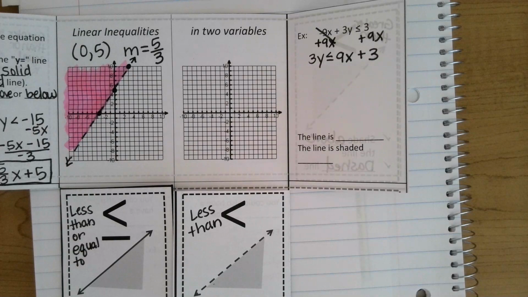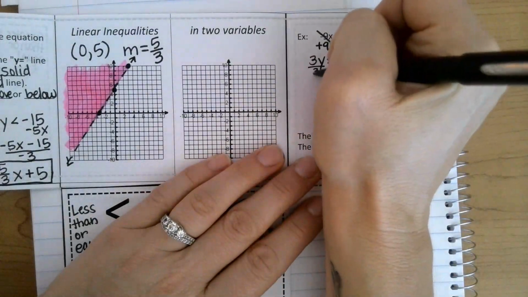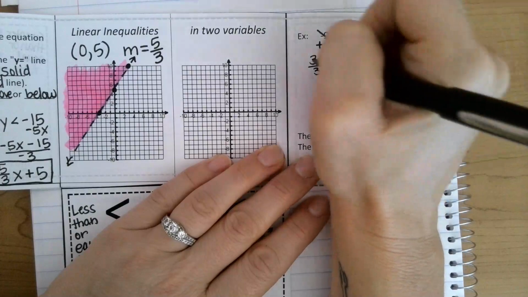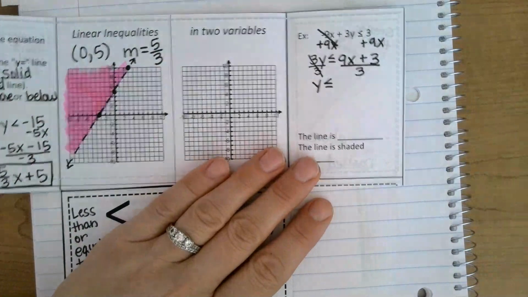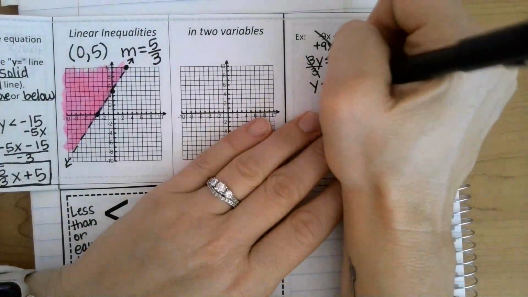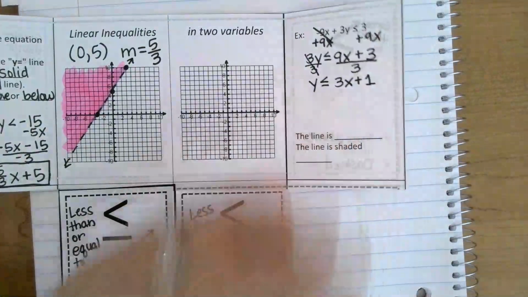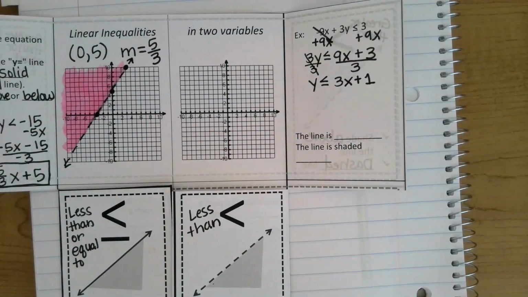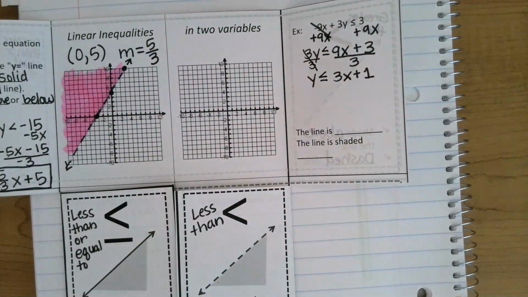And then what do we do to isolate the y? Divide by 3. Y is less than or equal to 3x plus 1. Only if we divide by a negative. We divided by positive 3, so it stays the same. Yeah, so only flip your sign if you divide or multiply by a negative.